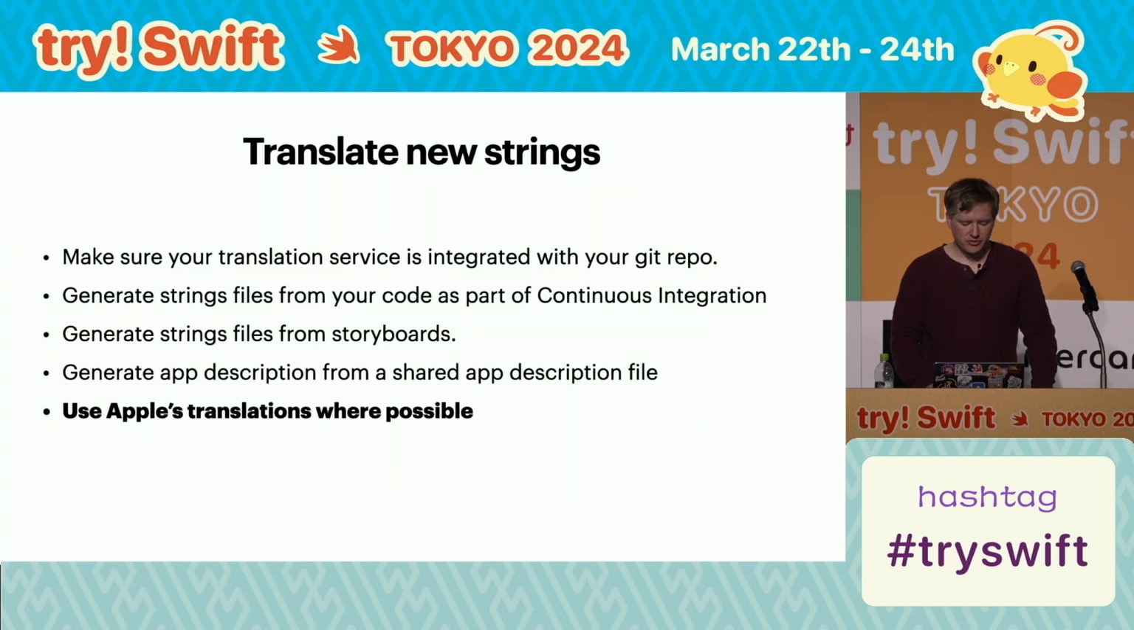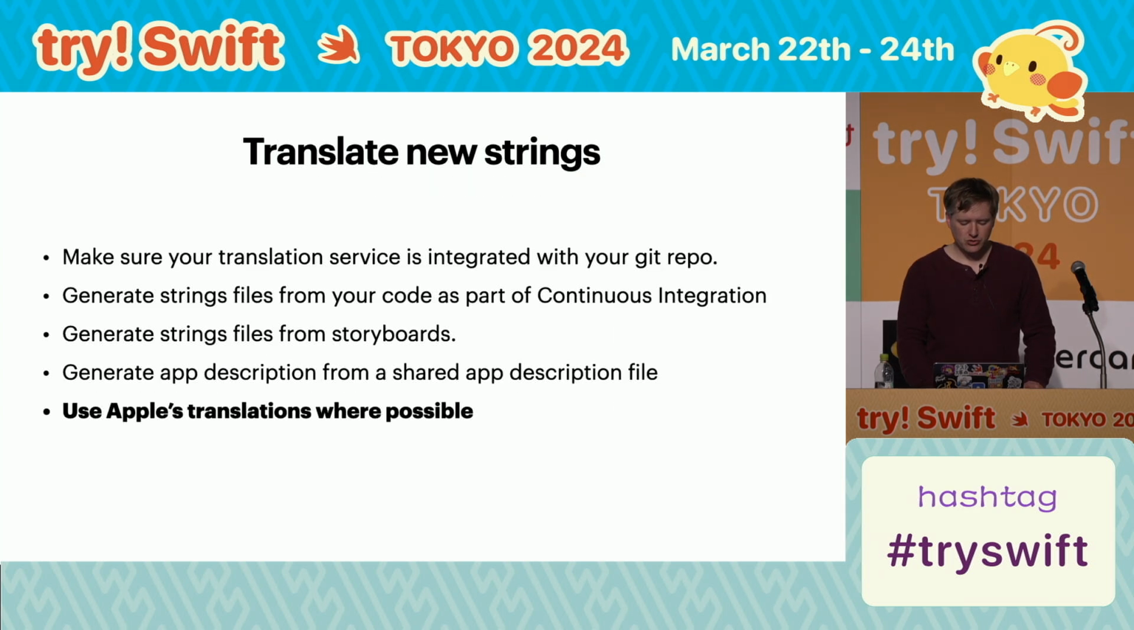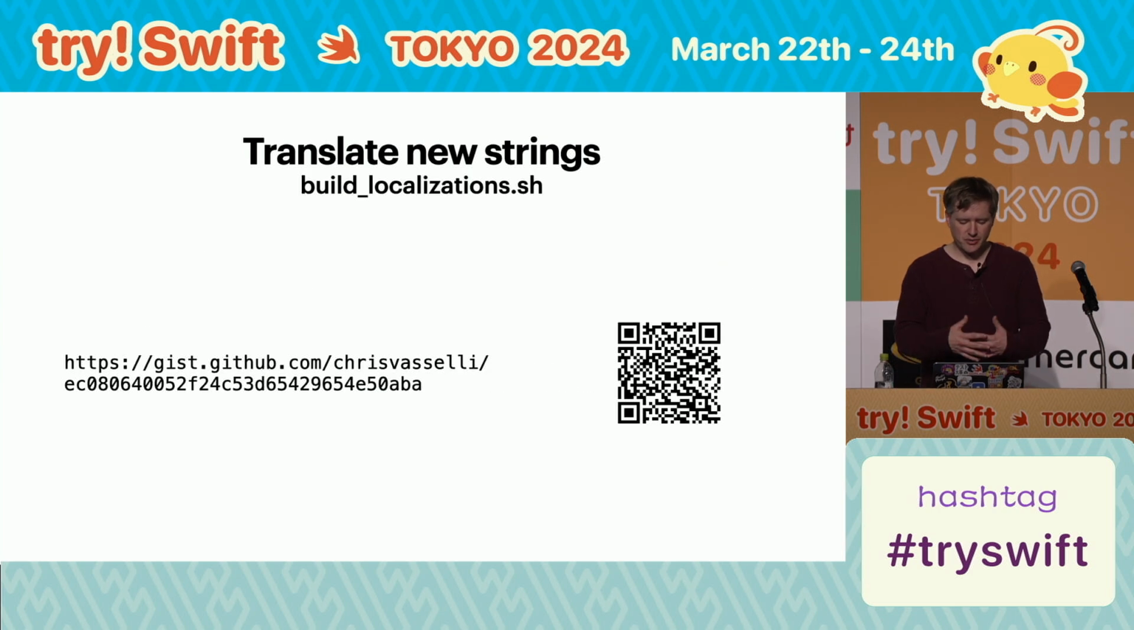OK, so that's using Apple's translations. And all of that is translating new strings. So if you guys want, I put my entire code for all these steps that I listed here. I just published my build localizations shell script that does all of those things. So afterwards, you can go and look at that, and feel free to reach out to me with any questions. I'm happy to help.